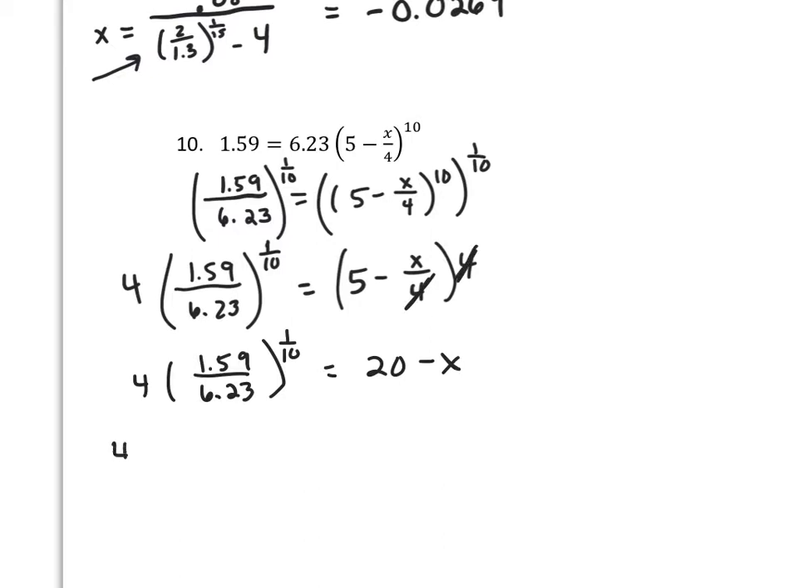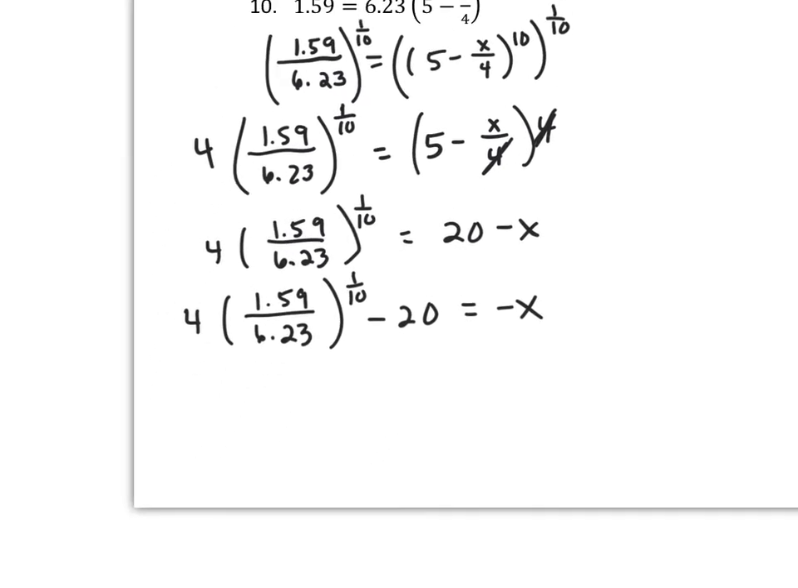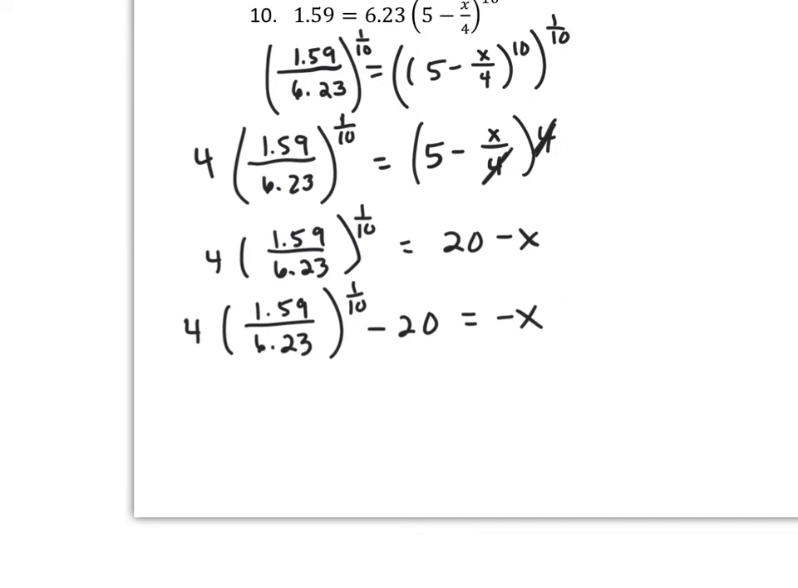So now write all this down. 4 times that fraction, and what we're doing is subtracting 20 from both sides. I'm not sure if I said that or not. Equals negative x. Let me check my work. Looks good. I used my calculator for the left-hand side, and I got negative 16.5160 equals a negative x.